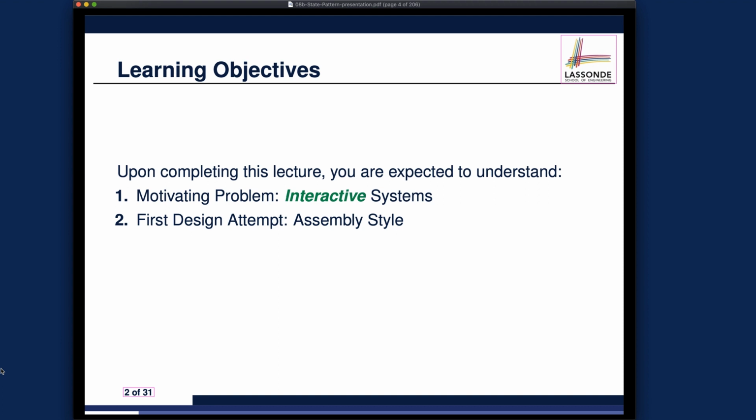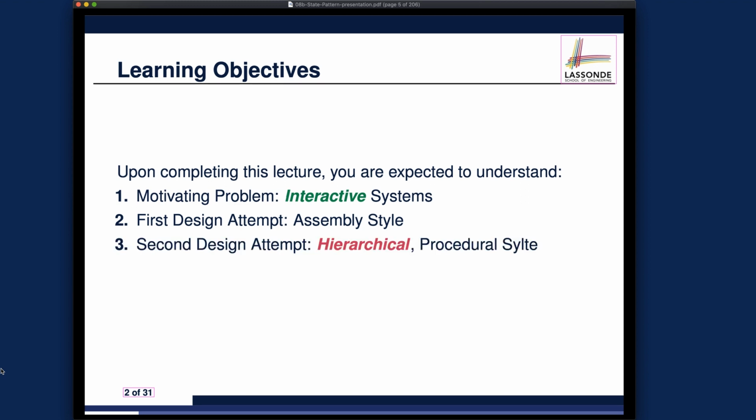Number one, we want to see how you can solve this particular problem using the assembly style, meaning that you can use an assembly language using the go-to labels, pretty much like what you learned in 2021, the computer architecture course. And design attempt number two, let's say you don't have an OO language available to you, like Java, C#, or even Python. Let's say you only have a language like C. How can you actually solve this interactive system problem using a hierarchical, non-OO, procedural style?